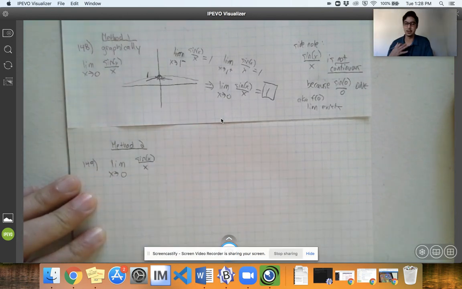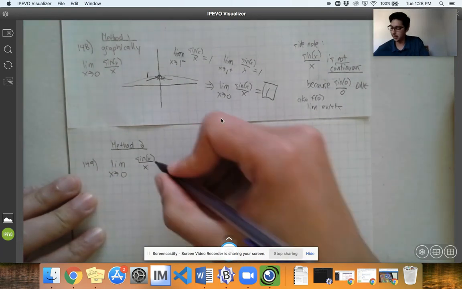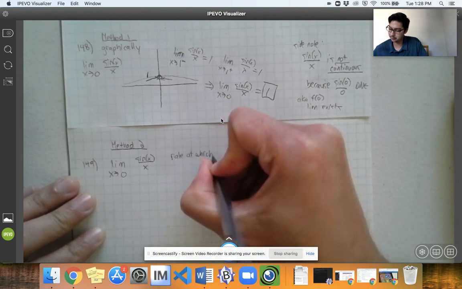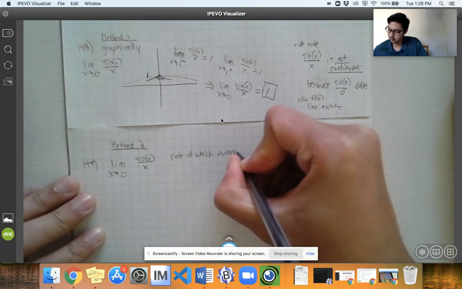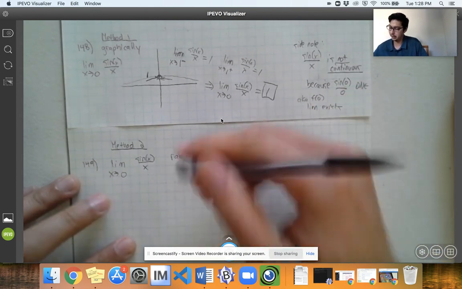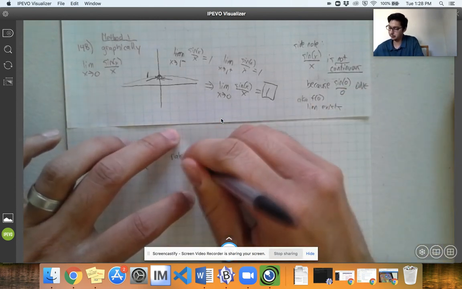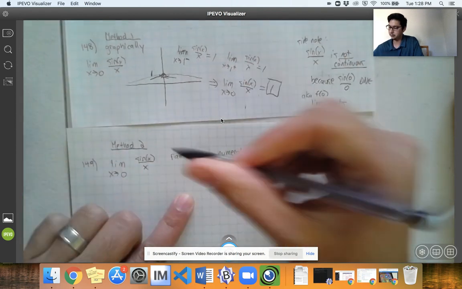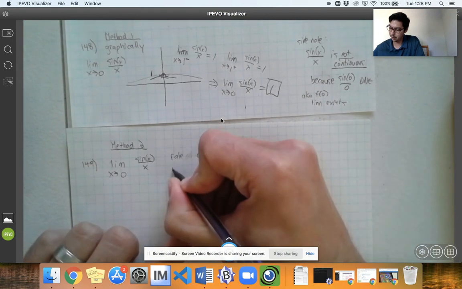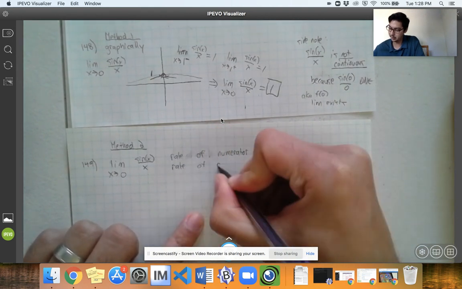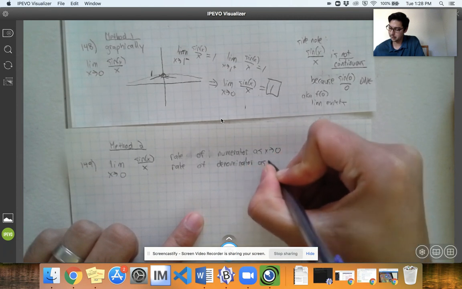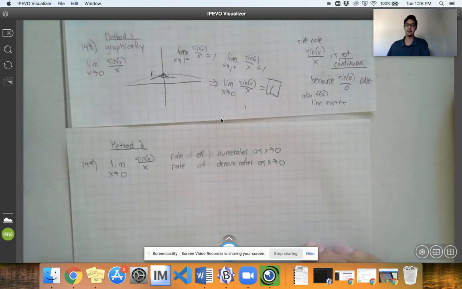And the idea, and we're observing something here, is what if we look at the rate of the numerator as x approaches 0, and then we'll compare that to the rate of the denominator as x approaches 0. Okay.